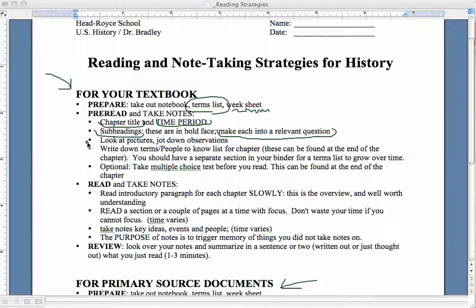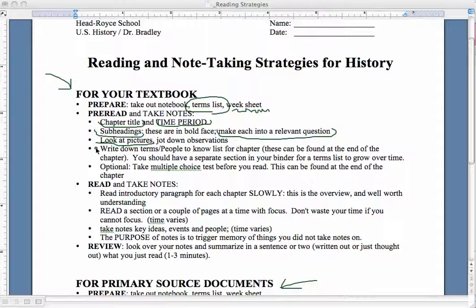You should leaf through the whole chapter, and you should look at pictures, maps, charts, graphical information, and jot down observations you have about what you see there. This doesn't take very long, but you'd be amazed at what you can learn from pictures, maps, and charts, and what you will have jogged in your own memory from when you last took U.S. history, either in 7th or 8th grade.